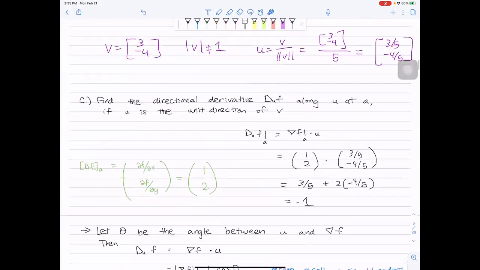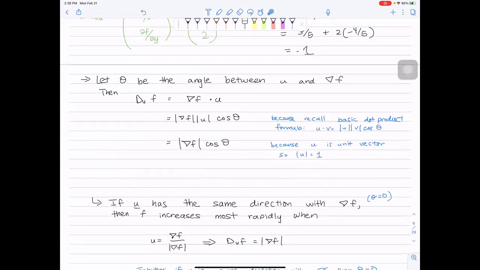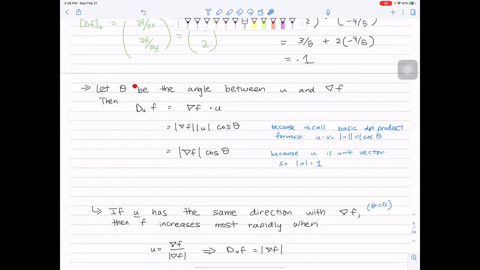Okay, so let's move on to the angle. So here we have definitions. Let theta be the angle between u and the gradient of f. So it's the angle between you and your gradient. Then we notice that this is our formula here. D_u of f can also be written this way, where you have the length of the gradient times cosine theta.